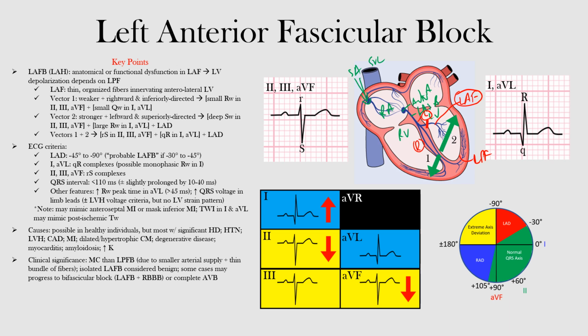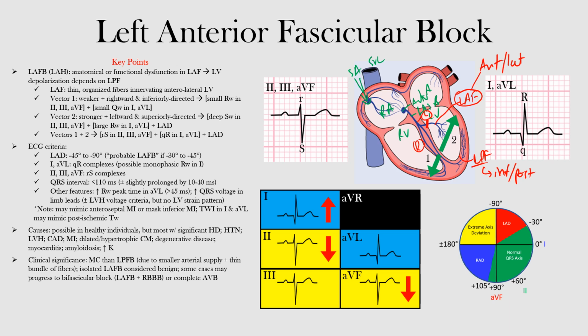On the other hand, while the left posterior fascicle originates from the left bundle branch, its fibers are not organized into a tight fascicle, but rather dispersed loosely and fanned out. The left posterior fascicle innervates the inferior and posterior walls of the left ventricle. So again, the left anterior innervates the anterior and lateral portions of the heart. The left posterior innervates the inferior as well as the posterior walls of the left ventricle.